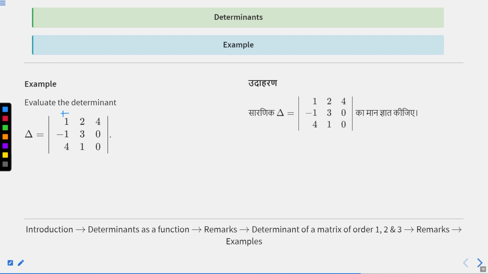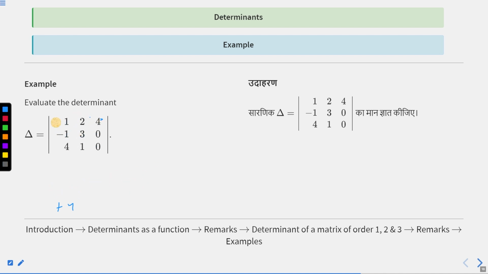The signs will be plus, minus, plus. So plus 1, minus 2, plus 4. Now choosing this 1, eliminate these entries, and you will only be left with 0. So this will be 0. Next I choose this 2. Choosing this 2, I eliminate this one and this one, so I am only left with this. This entry multiplied by this means 0, and this entry multiplied by this means 0. Minus 0 minus 0, eliminated.